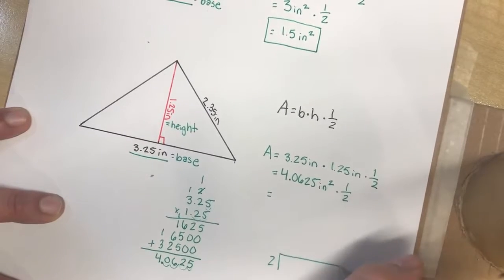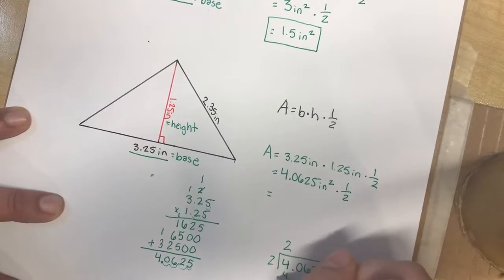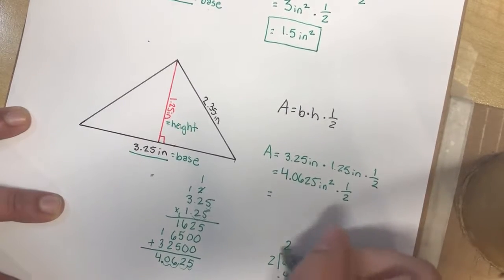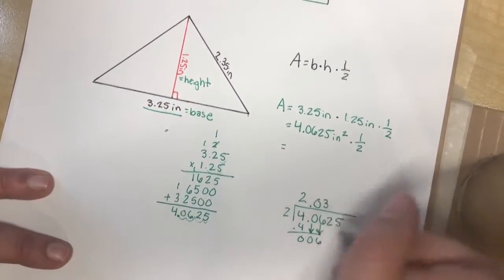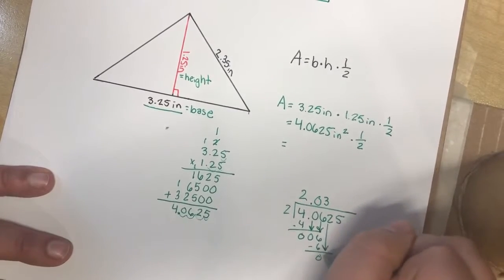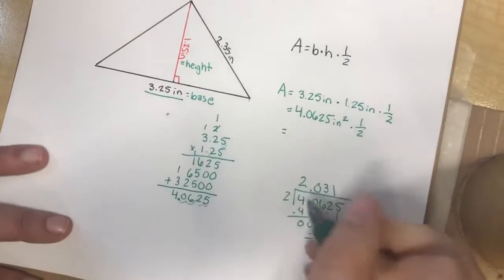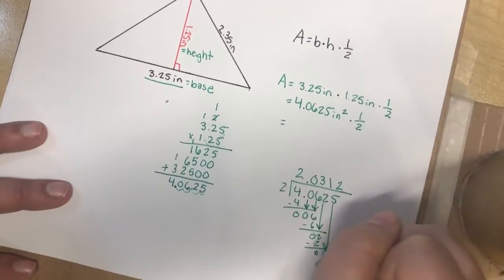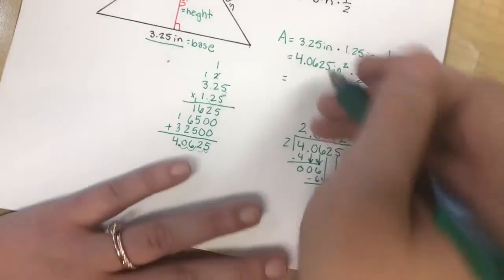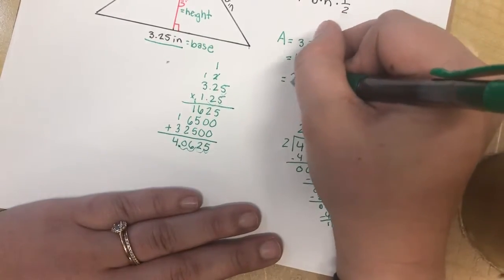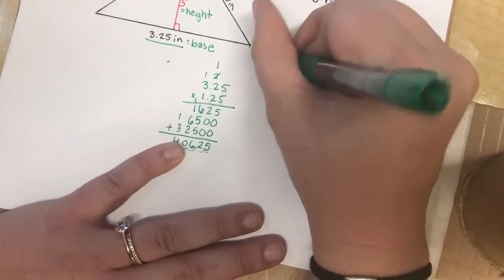So I'm going to divide that number by 2. Okay, so my area of this triangle is 2.03 inches squared. That's it.